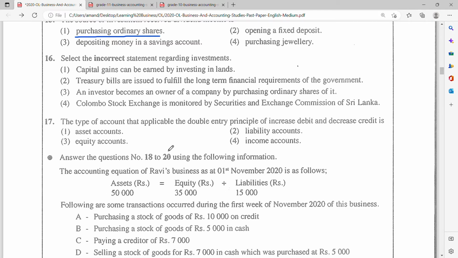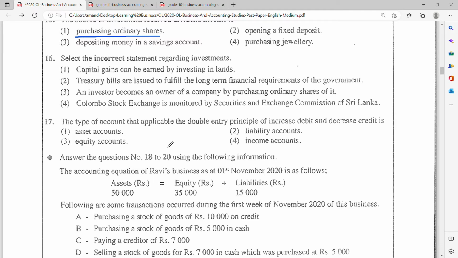Capital gains can be earned by investing in lands. Correct. When you buy land and sell in the future, there will be a difference in price. You would have bought at a low price, and will be selling at a higher price. The difference is essentially the capital gain which you will earn by selling it.